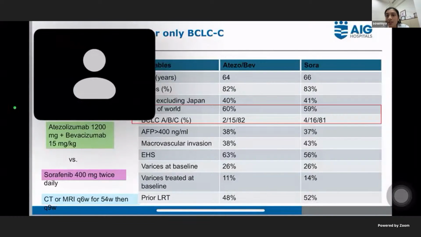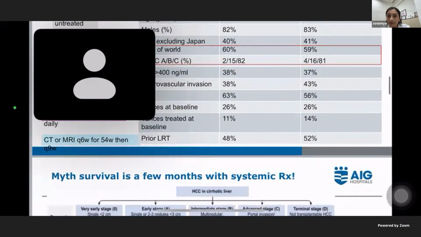And the combination immunotherapy was found to be beneficial across all Child-Pugh categories of HCC, may it be Child-Pugh A, B, or C.